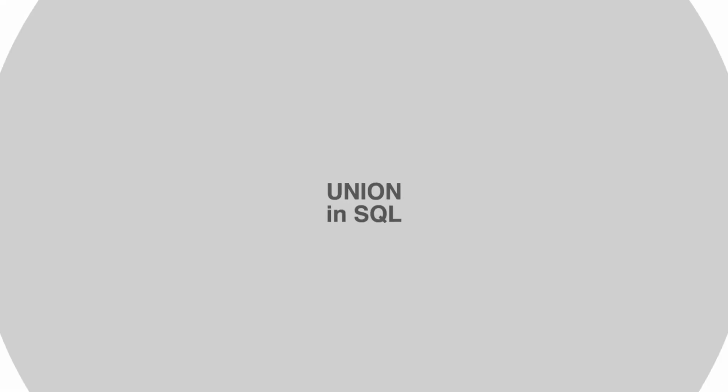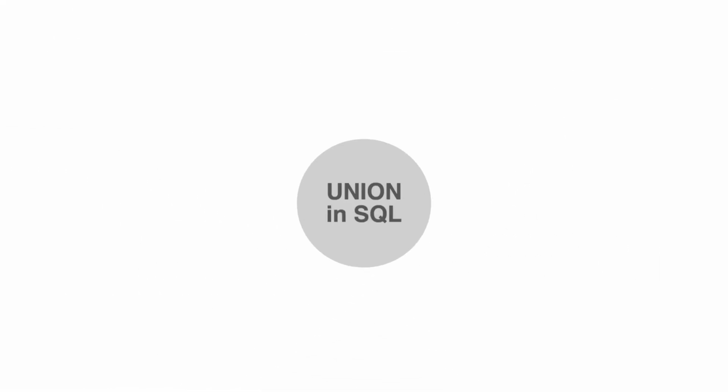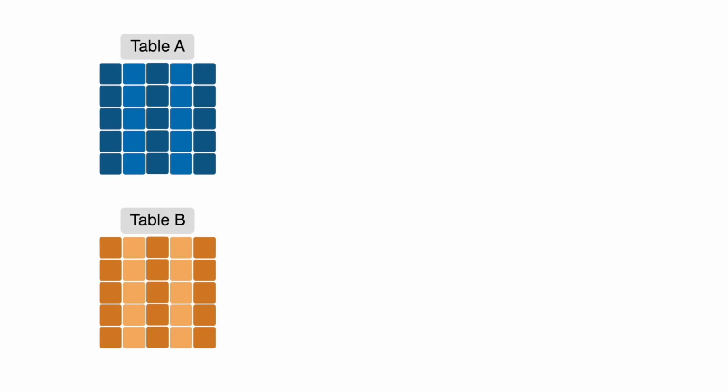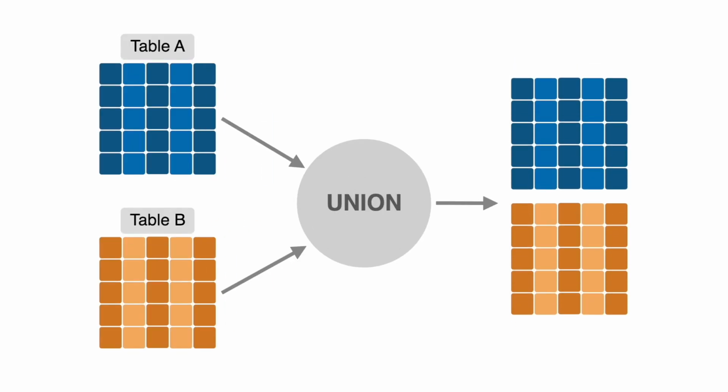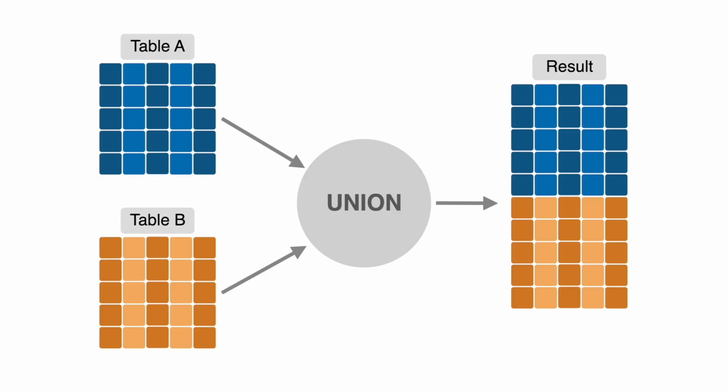Hi everybody, today we're going to talk about how to use union in SQL. We use the union statement in SQL to combine the result of multiple queries into one resultant set of data. Query results will go one after another, which is also called concatenation.